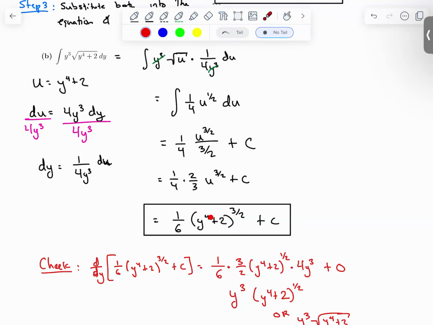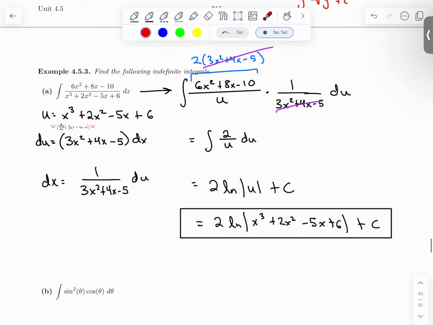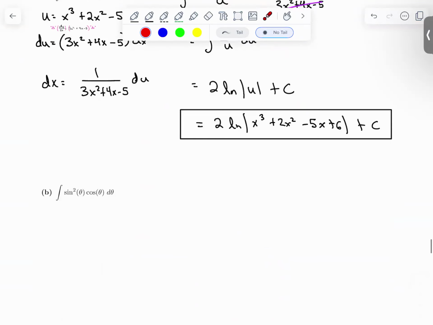So I typically wait until I've simplified it so that I only have to write one u instead of writing like y to the fourth plus 2. So 1 pen stroke versus 1, 2, 3, 4, 5, 6. 6 pen strokes saved. Sorry, 5 pen strokes technically. That adds up. Anyways, any questions on that one? All right, we'll do one more and then we'll take a break.